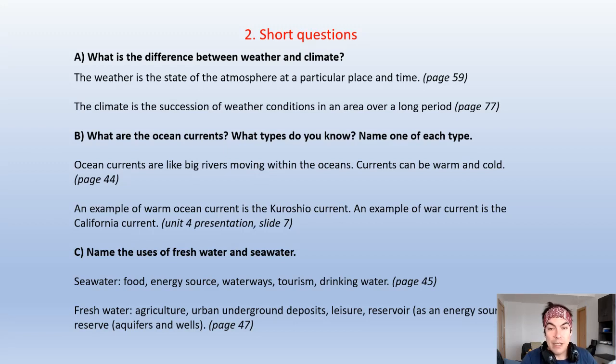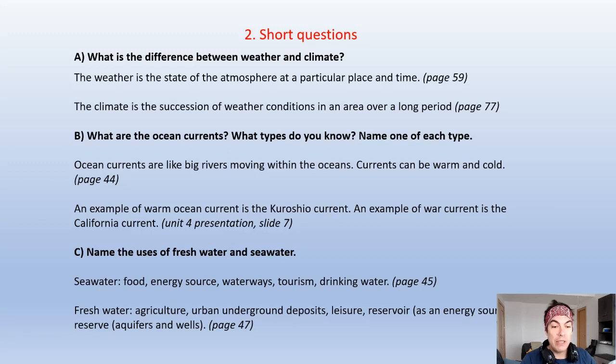So if we look at a map of the ocean currents, we have to choose one warm current. I have chosen the Kuroshio current, which is in Asia, as an example of a warm current. This is a typo, so it's not a war current. We are not fighting the ocean. Of cold current, with an M at the end of warm, the California current, which is in the Pacific Ocean. You can find this in the unit 4 presentation, in slide 7.